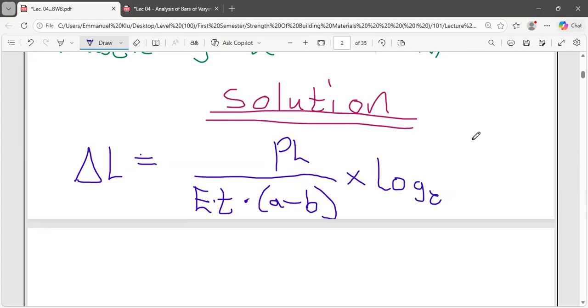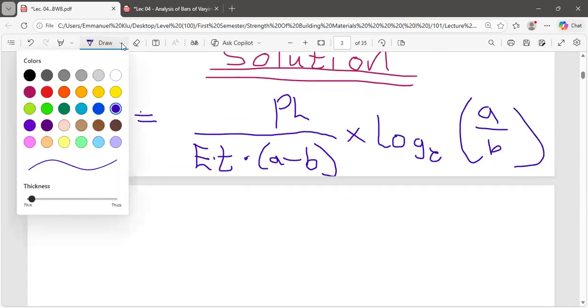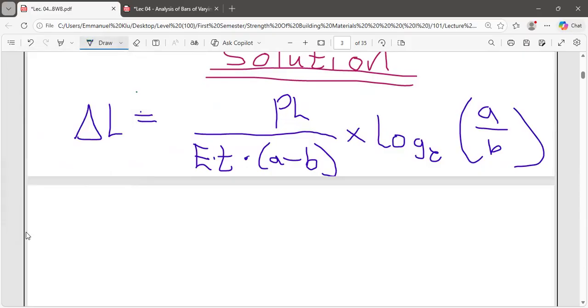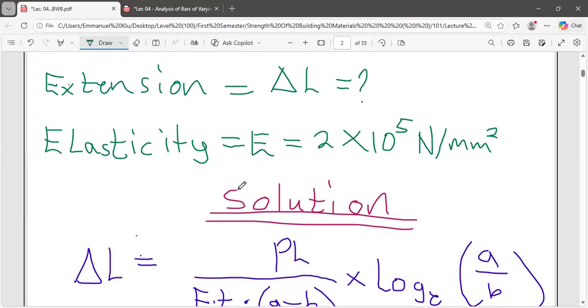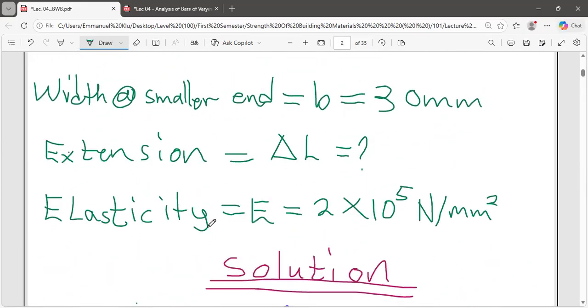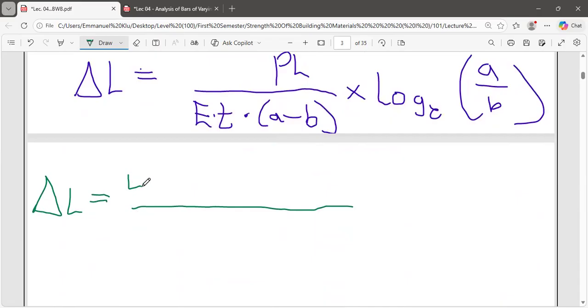Log e of A over B. So everyone, let's quickly punch this together and see how best we can all get it. So the P, we already know what the P is, and the P was given as 40 kilonewtons. So we say 40 times 10 exponent 3.